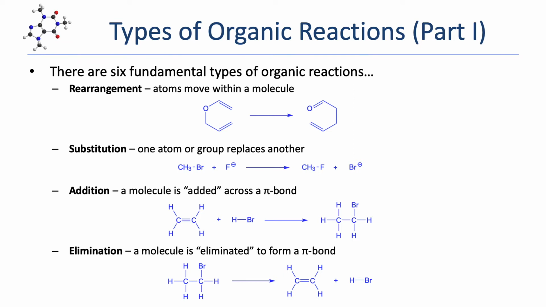Next, we have substitutions. A substitution is simply when one atom or group of atoms is replaced by another. So here you can see that in the organic molecule, this bromine atom is going to be replaced by a fluorine atom.